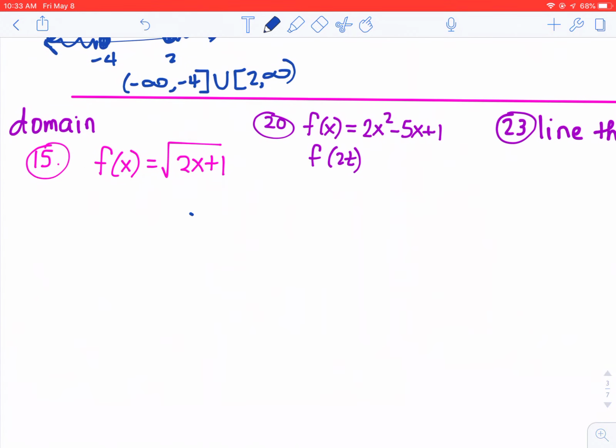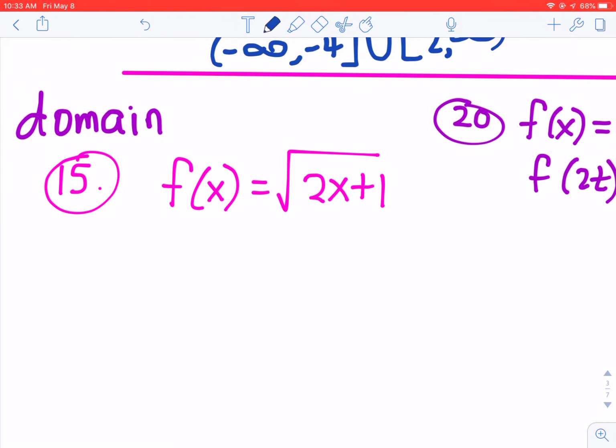All right, so the domain. Remember, domain is usually all reals except if it's a radical, an even radical, or a fraction.